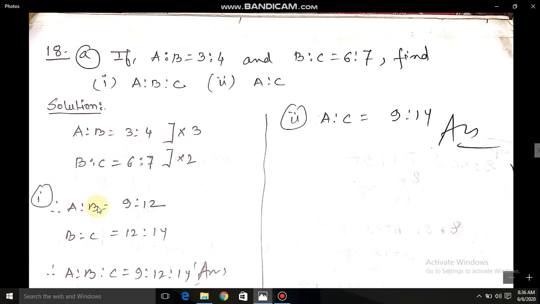Now see, so a is to b becomes 3 3s are 9 is to 4 into 3 is 12, and b is to c becomes 6 into 2 is 12, 7 into 2 is 14. Now see, b is common, so a is to b is to c is 9 is to 12 is to 14. Answer. Now a is to c is what? A is to c is 9 is to 14. So I hope number 18 is clear.